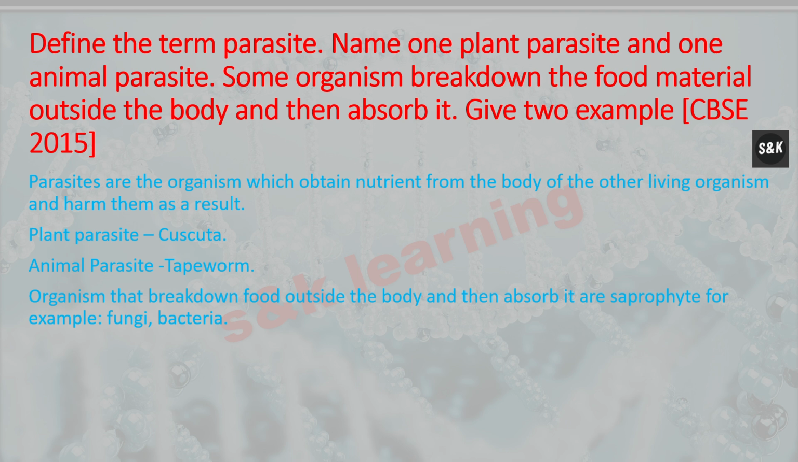Some organisms break down the food outside the body and then absorb it. Give two examples. Parasites are the organisms which obtain nutrition from the body of other living organisms and harm them as a result. Plant parasite, cuscuta. Animal parasite, tapeworm.